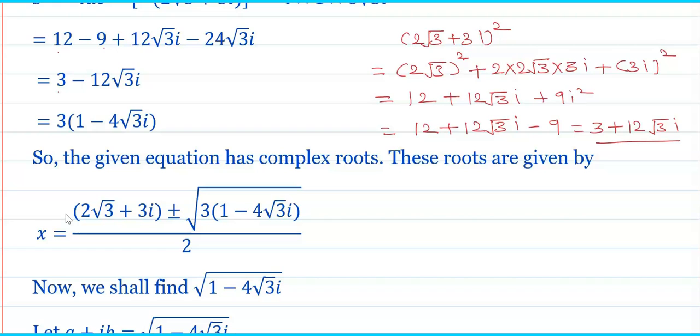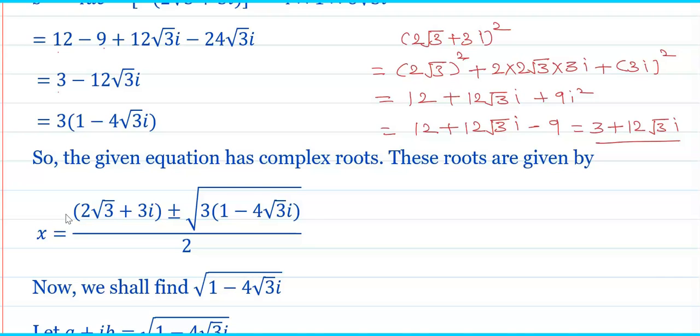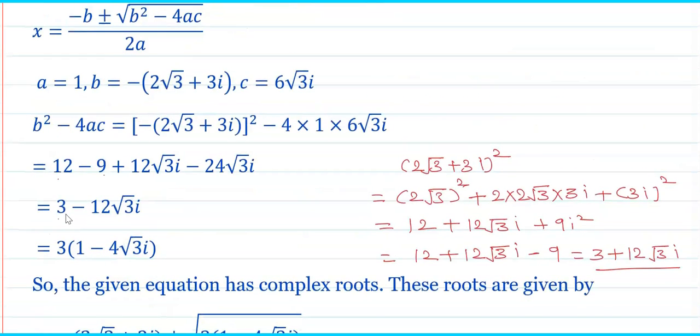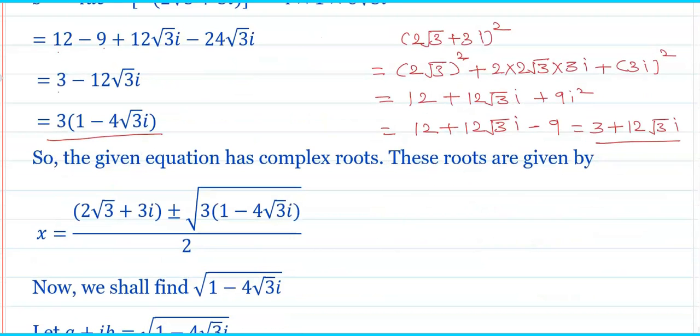Okay. So the given equation has the complex roots. These roots are given by x is equals to minus b. Okay. But what is the value of b? b is minus in bracket 2 root 3 plus 3i. And the minus minus here becomes plus. Plus or minus in root of b square minus 4ac. But what is the value of b square minus 4ac? That is 3 in bracket 1 minus 4 root 3i upon 2.